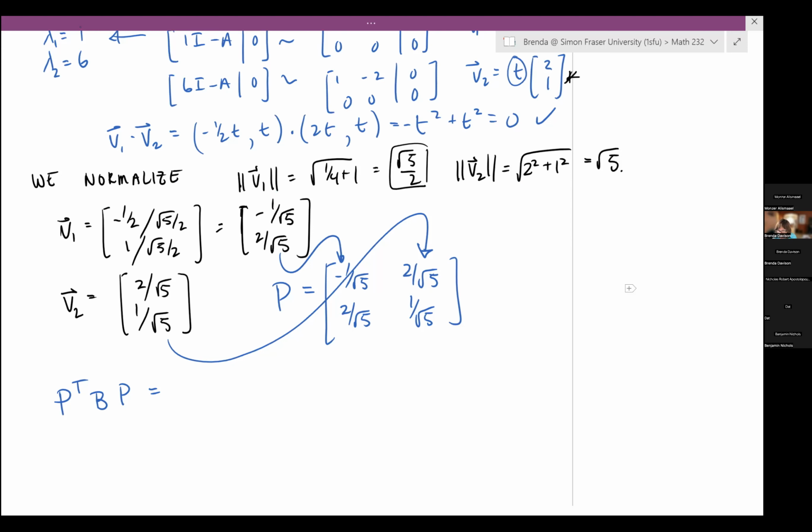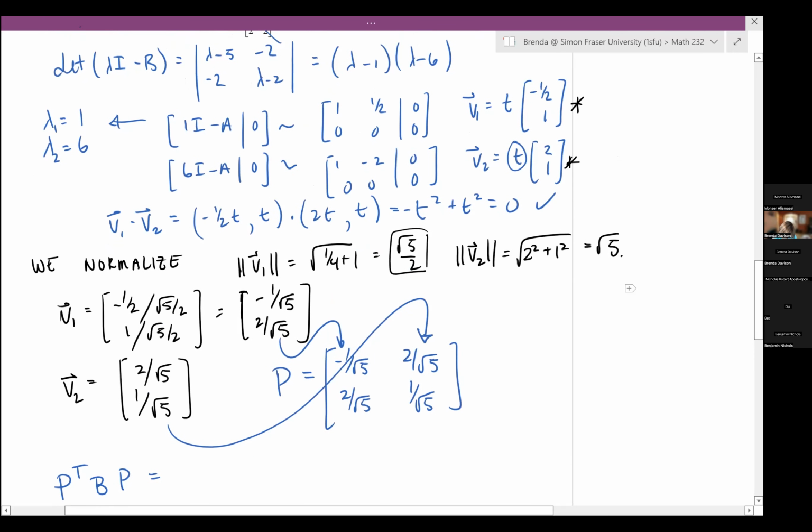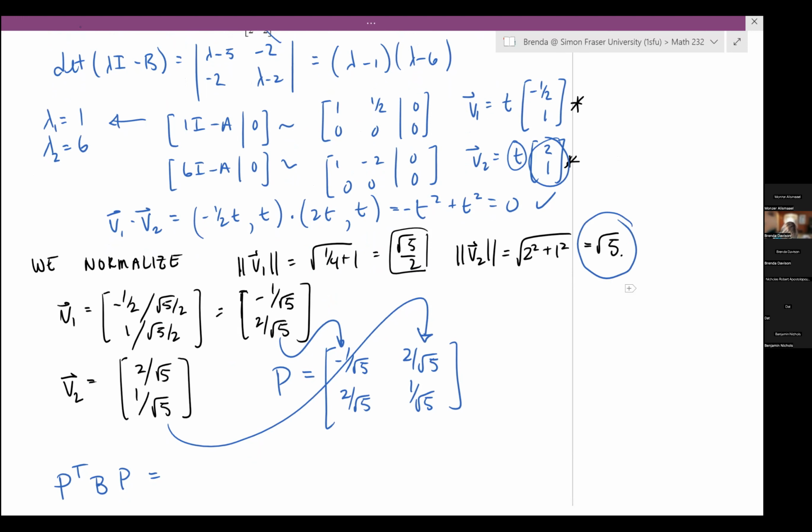Okay, so I got a thing here. Shouldn't V2 be 1 over root 5, 2 over root 5? No, I don't think so. Because this is 2, 1. And this is a root 5. This is the length right here. V2 has this length. Yeah, I think you might have accidentally used this length. I can see the confusion there. Yeah, okay, I got to use the length.